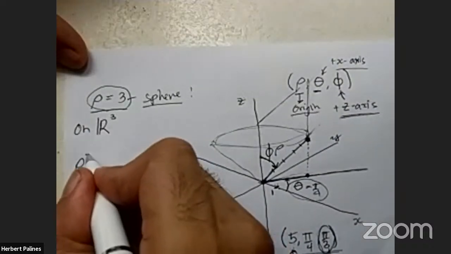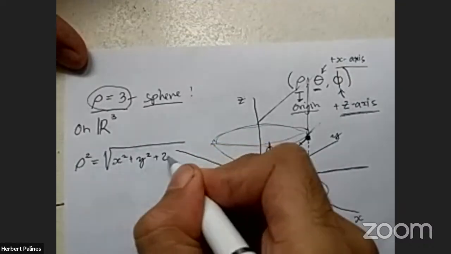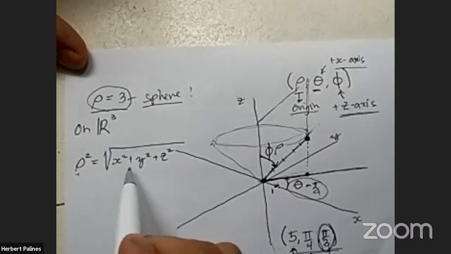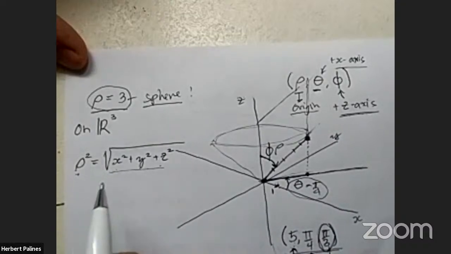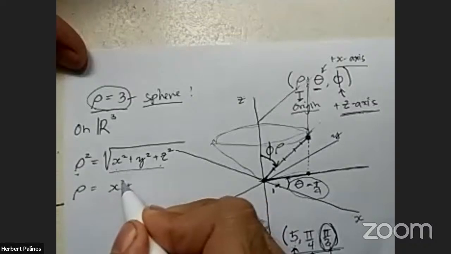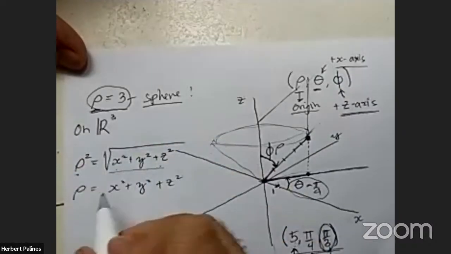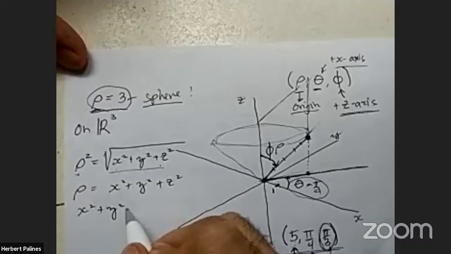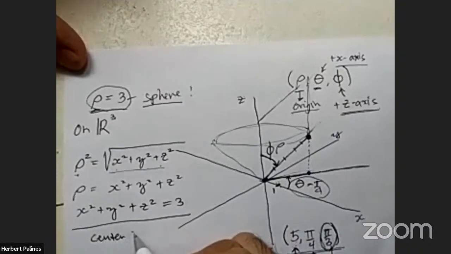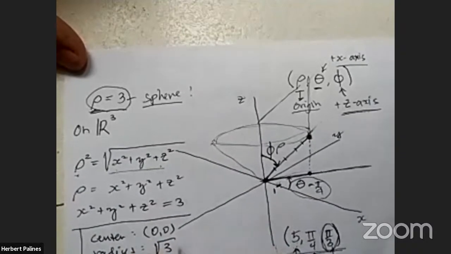So we know rho squared is simply x squared plus y squared plus z squared. This is the relation between rho in the spherical coordinates and x, y, z in the Cartesian coordinates. So if you replace the rho, you will have x squared plus y squared plus z squared equals 3. So this is a sphere. Center niya ay origin. Ang radius niya ay square root of 3.